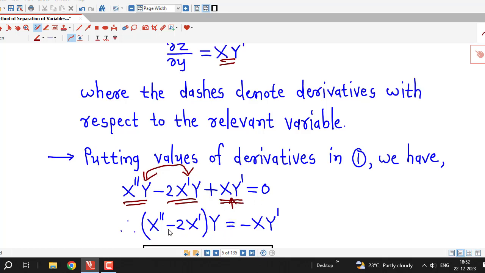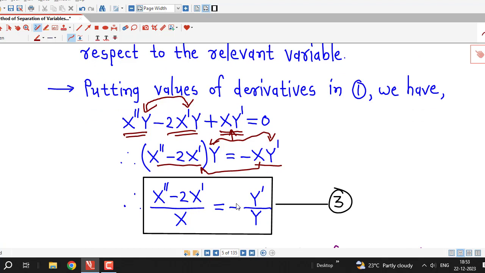Now here capital X is a function of x only and capital Y is a function of y only. So I try to separate the variables. For that I transfer this X to the left hand side and this Y is transferred to the right hand side, and I obtain this equation: X double dash minus 2X dash divided by X equal to negative of Y dash over Y.